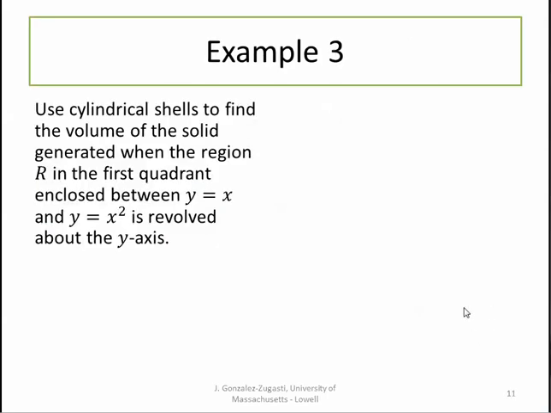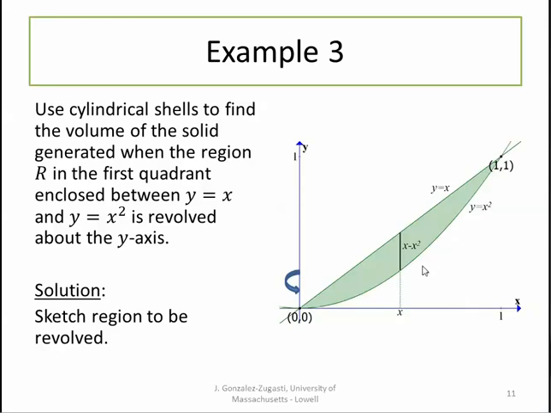In this one, let's use cylindrical shells to find the volume of the solid generated when the region R in the first quadrant, enclosed between y equals x and y equals x squared, is revolved around the y-axis. All right, let's draw a picture. And here's what it's going to look like. Here's your curve y equals x. And here's your curve y equals x squared. And here's the first quadrant. So here's the region that we're going to take and we're going to revolve around the y-axis.